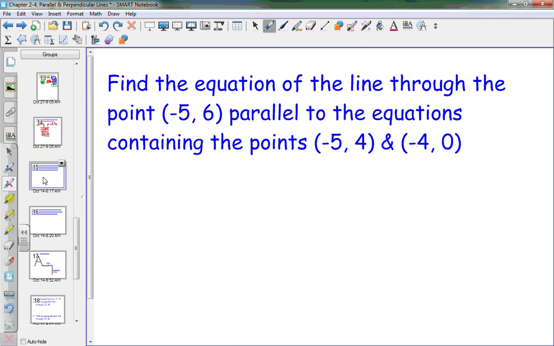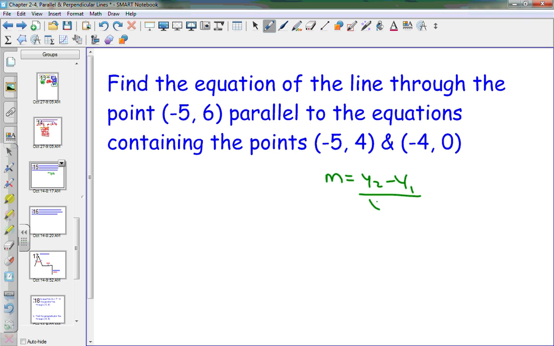Okay, next. It says find the equation of the line through the point negative 5, 6 parallel to the line containing the points negative 5, 4, and negative 4, 0. What in the world? There's no equation. What do I do? I have to find a slope, because parallel lines and perpendicular lines all deal with slope. So instead of being given an equation, I've given you 2 points, and I can find the slope by using what?